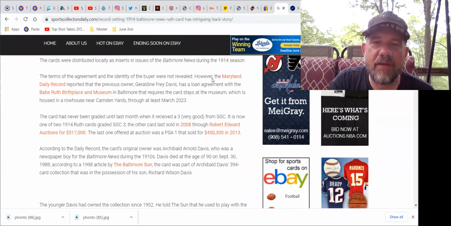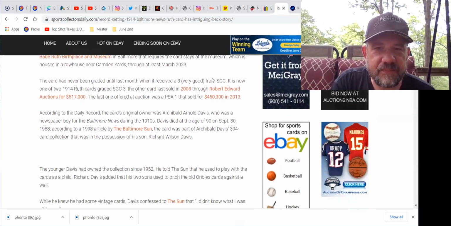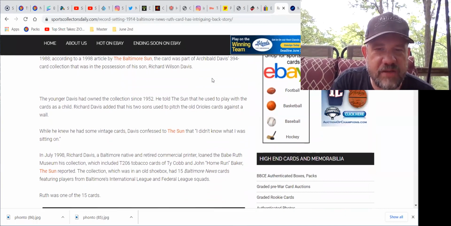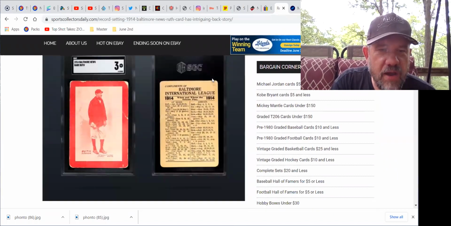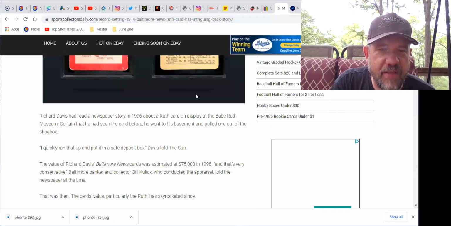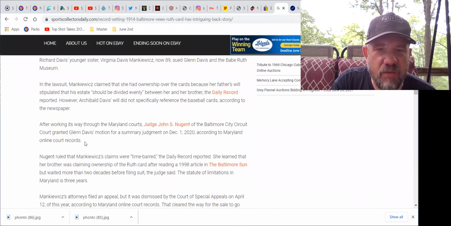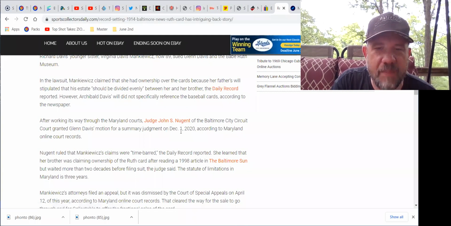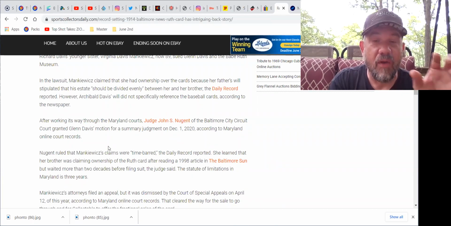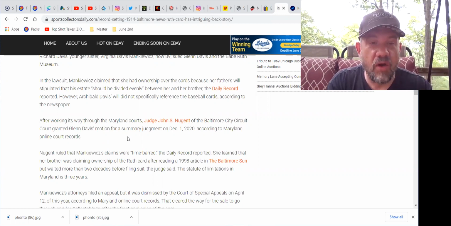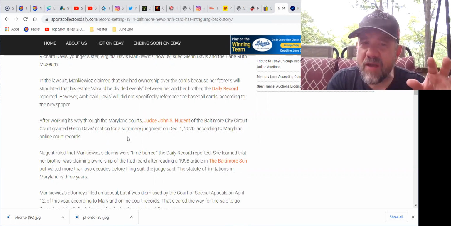A couple of things come to my attention. Number one, this card was recently in a lawsuit. I'm trying to find the details here. I'm probably not going to find them right away, but it was recently in a lawsuit that had a ruling, a judgment on December 1st, 2021, according to Maryland Online Court. So that is less than 6 months ago. There was a ruling by this judge on the ownership of this card. I'll let you read it to understand it.